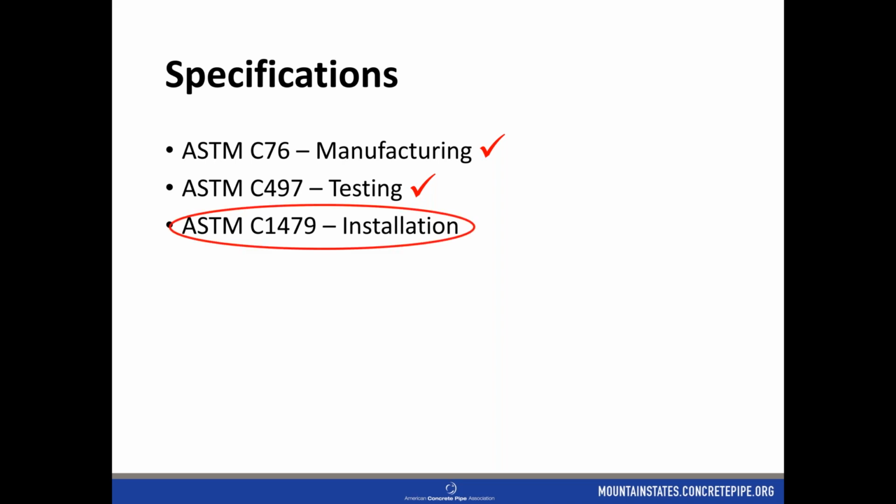So this time we're going to focus on ASTM C1479, which the full name of this standard is the Standard Practice for Installation of Precast Concrete Sewer, Storm Drain, and Culvert Pipe Using Standard Installations. So we just like to call it 1479 or C1479 and just say the installation spec.